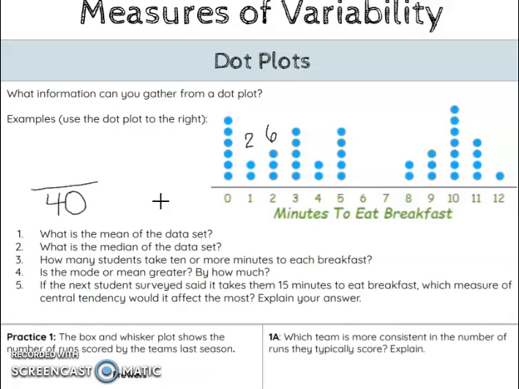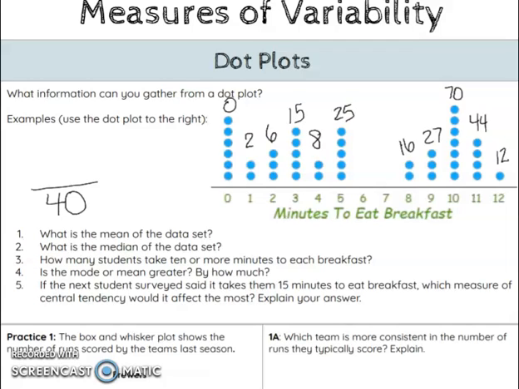I have 1, 2, 3, 4, 5 people who said 3, so that's 15 minutes total. 2 people said 4, so that's 8. I have five people that said 5, so that's 25. 2 people said 8, so that's 16 minutes. Then we have 27, then 70 minutes, 44 minutes, and then just one person that said 12 minutes.